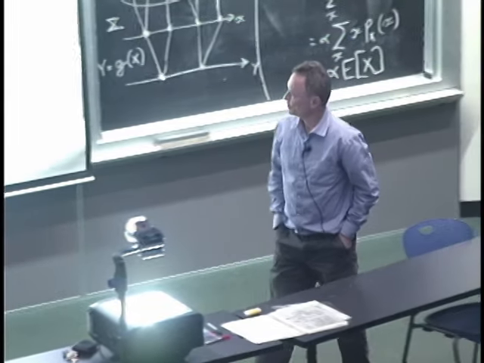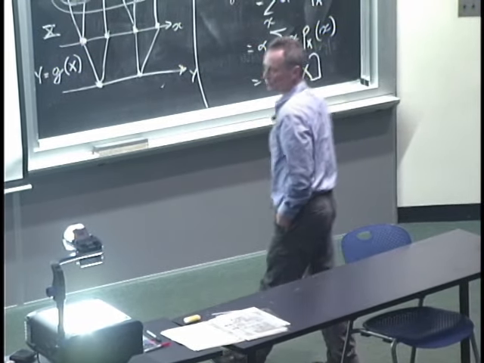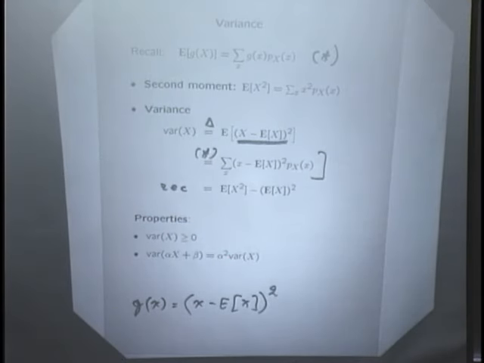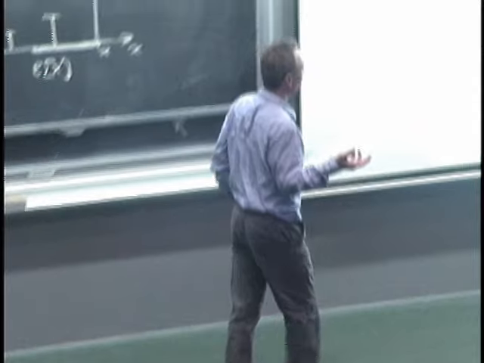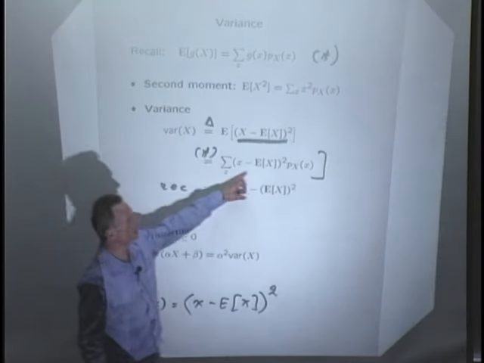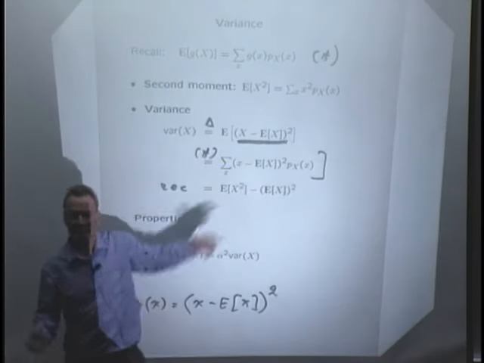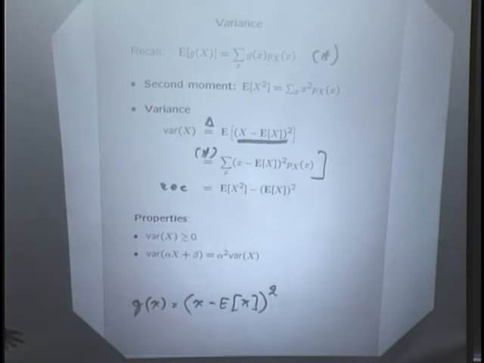What are some properties of the variance? Of course, variances are always non-negative. Why is it always non-negative? Well, you look at the definition, and you're just adding up non-negative things. We're adding squared deviations. So when you add non-negative things, you get something non-negative.